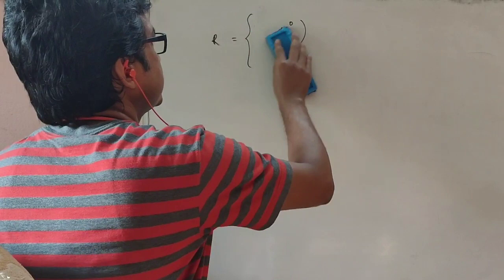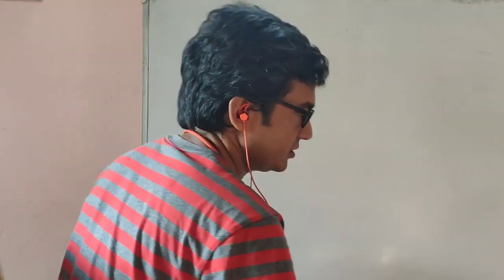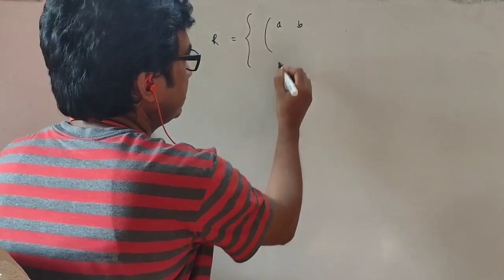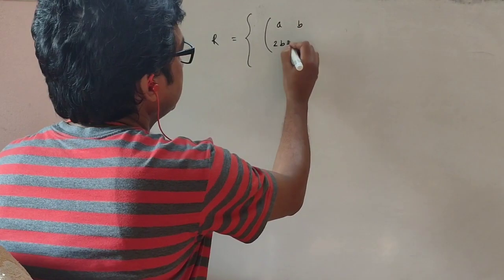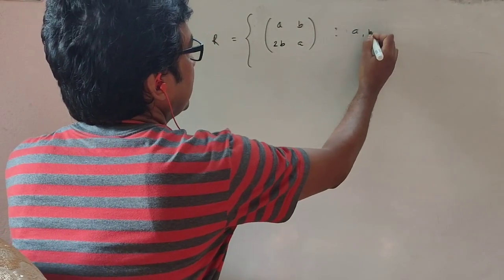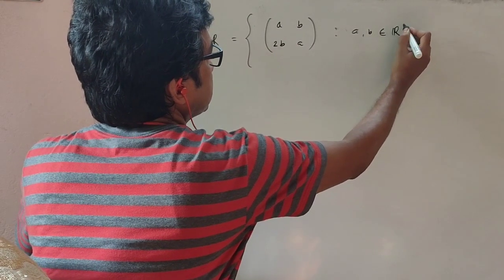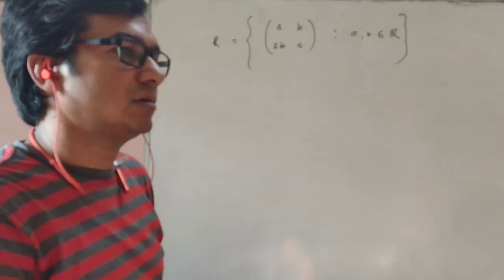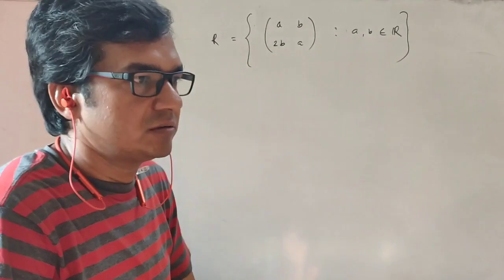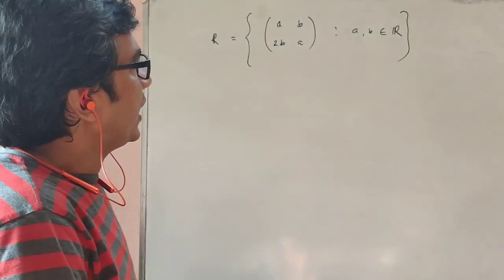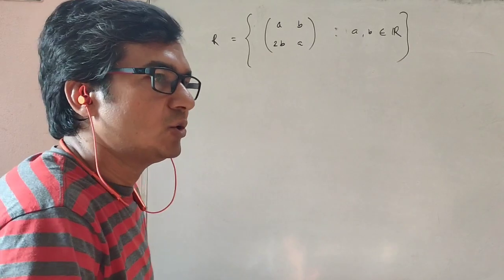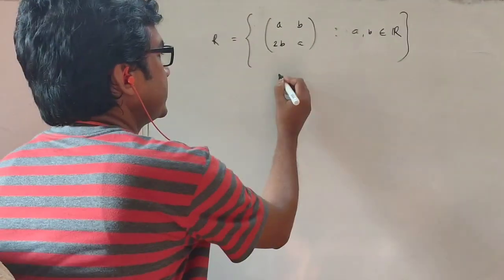Okay. Now go to the second example. The second example is R, the set of matrices (a, b; 2b, a), such that a, b belong to R, the set of real numbers, and this is also a ring, and this ring also contains 0 divisors.